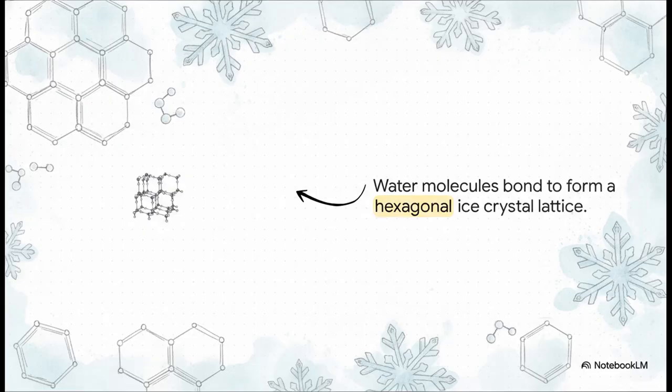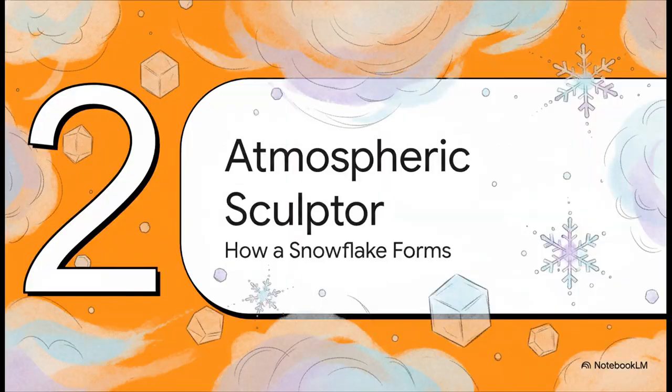And here it is. This is the secret sauce. When water molecules freeze, they don't just clump together randomly. They lock into place in a beautiful hexagonal lattice. This six-sided structure is the fundamental blueprint for every single snowflake, and it's the reason they almost always have six sides.